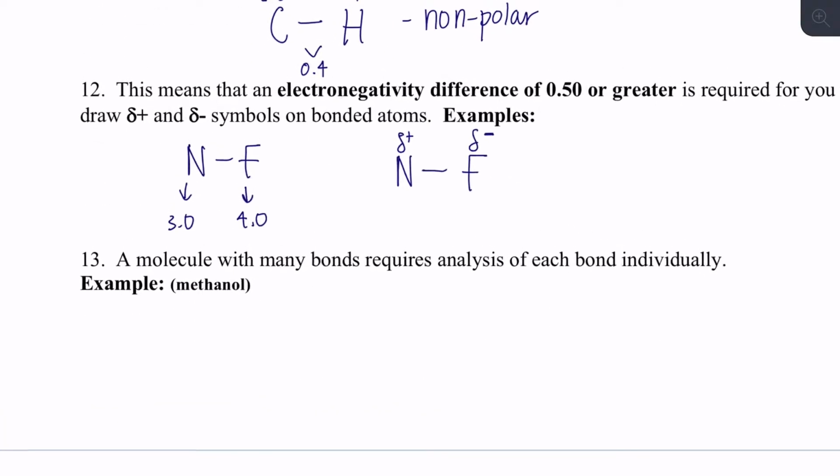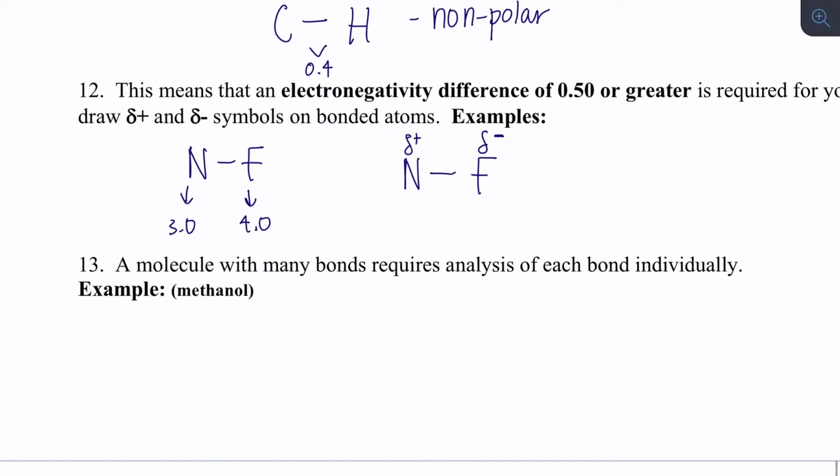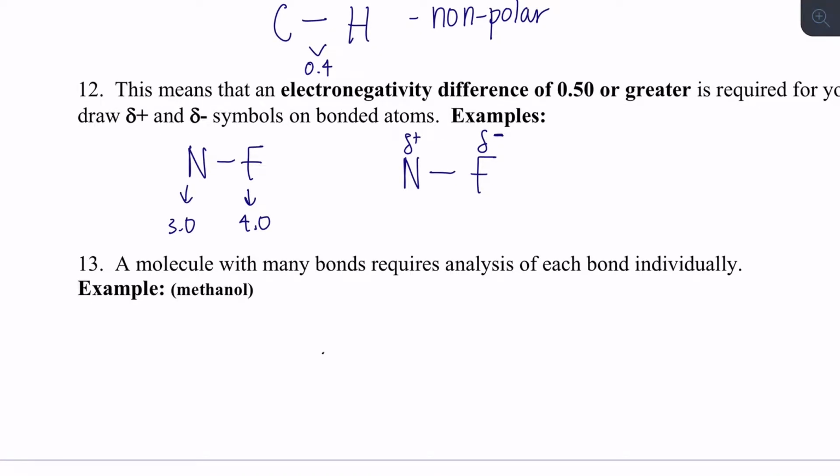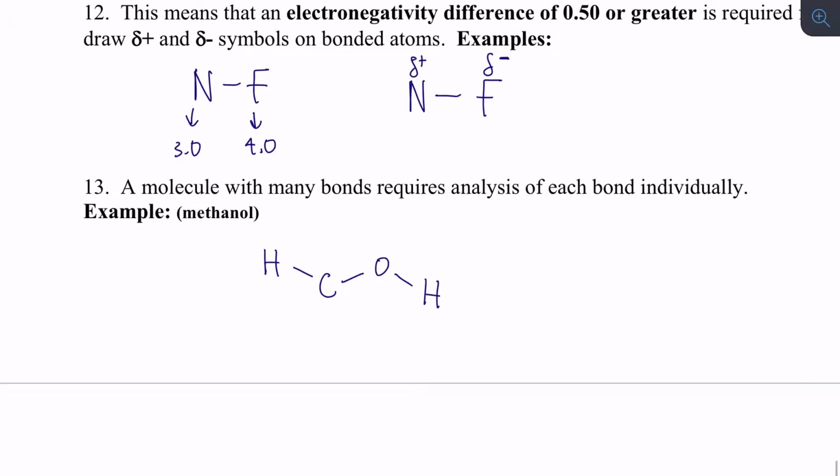A molecule with many bonds requires that you analyze each bond separately. So let's look at methanol. So first I'm going to draw the bonds. So I've got a carbon bound to an oxygen, which is bound to a hydrogen, and the carbon is also bound to three more hydrogens.